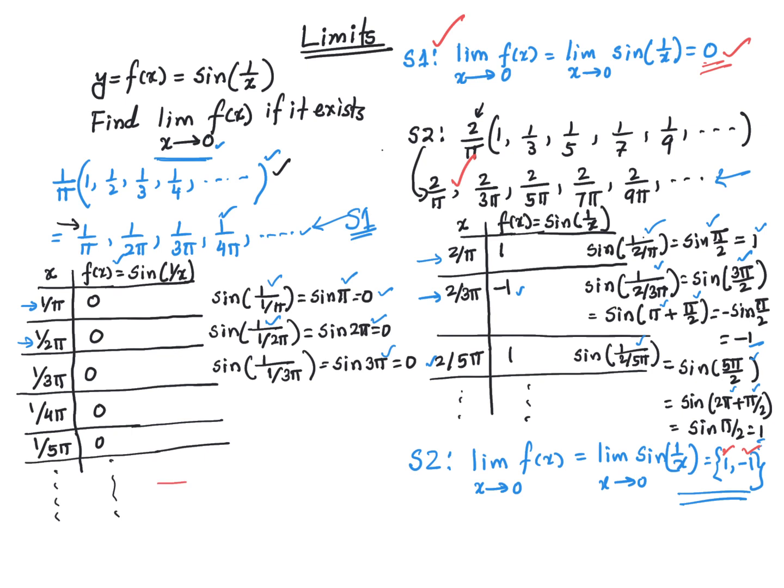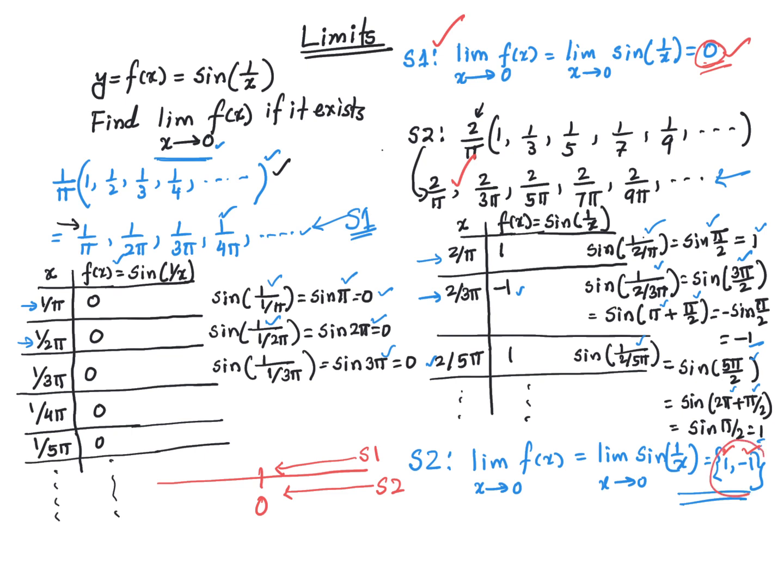Think of it as a number line, okay? So this is your 0. Your objective is to go towards 0. In one case, I go towards 0 using sequence 1. In another case, I go towards 0 using sequence 2. Doesn't matter which sequence I follow. If the limit of a function exists, it must give the same result or same final output. However, in our case, for sequence 1, I got a 0.